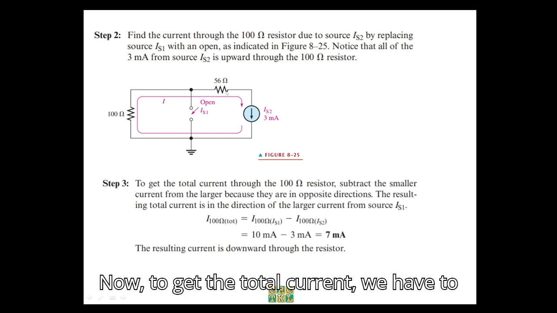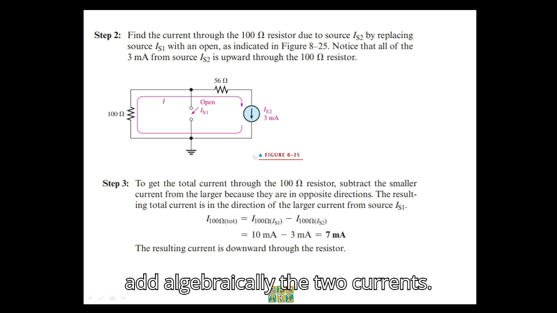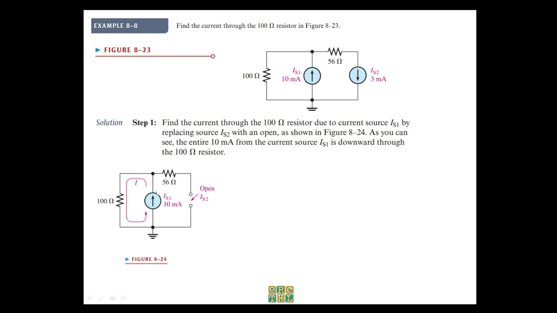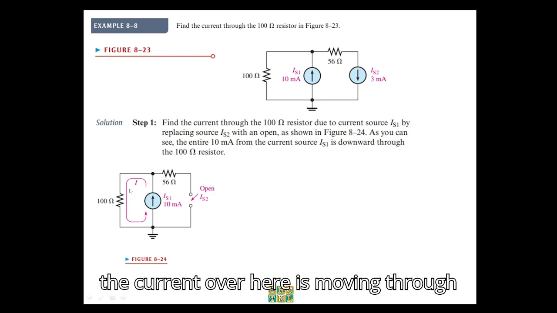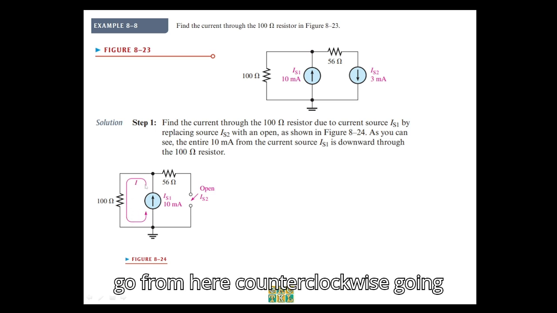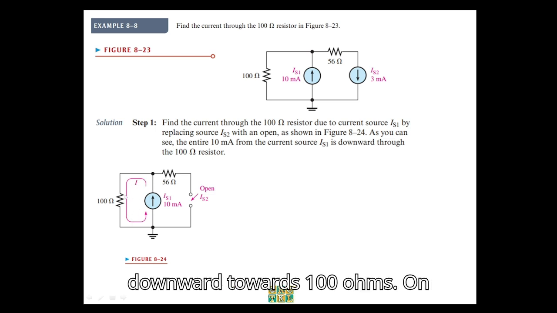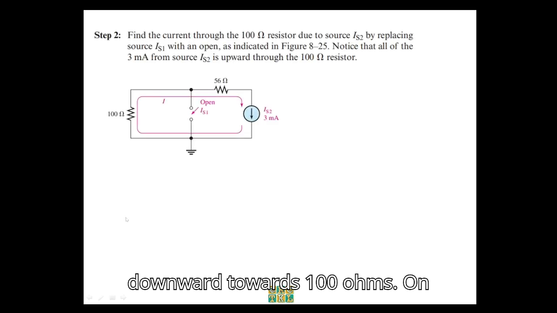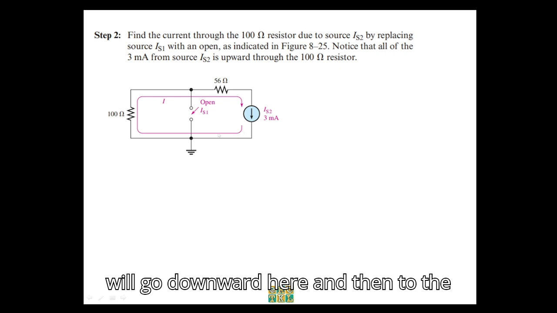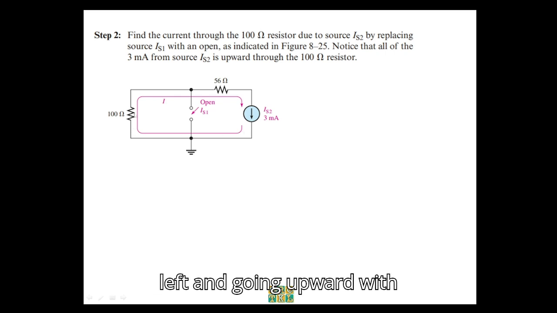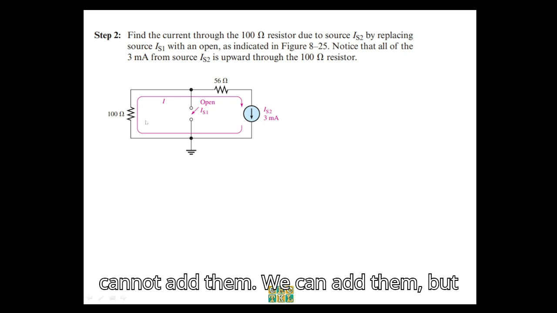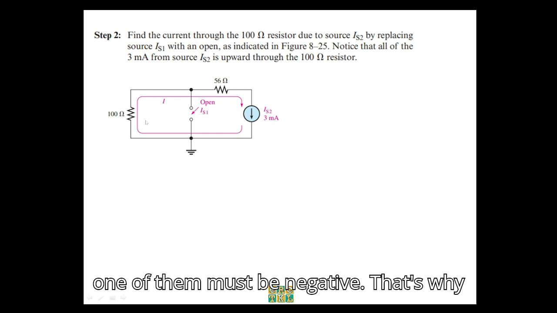Now, to get the total current, we have to add algebraically the two currents. If you go back to the first answer, the current over here is moving through the 100 ohms downward. Okay, so it will go from here, counterclockwise, going downward towards 100 ohms. On the other hand, the current from IS2 will go downward here and then to the left, going upward with respect to 100 ohms. Therefore, we cannot simply add them.